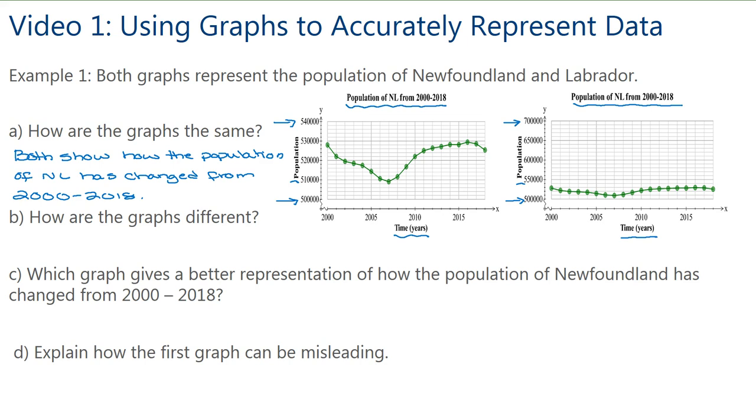So let's say that the vertical scales are different, making the population change look much different.